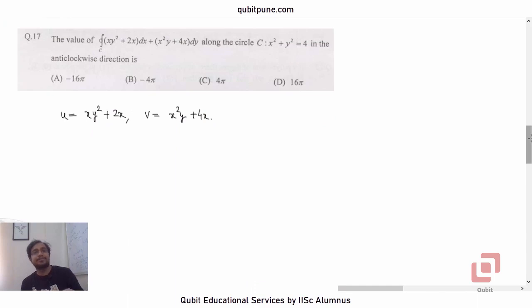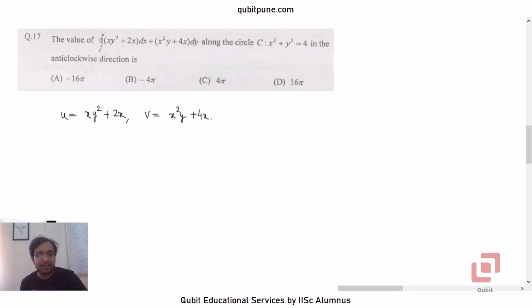Okay, let us go to question 17 now, which is a question on Green's theorem from vector calculus. The value of the contour integral (xy squared plus 2x) dx plus (x squared y plus 4x) dy along the circle C given by x squared plus y squared equal to 4 in the anti-clockwise direction is. This is a typical problem on Green's theorem. Of course, we are not going to evaluate this contour integral. Instead, we will evaluate its equivalent double integral.